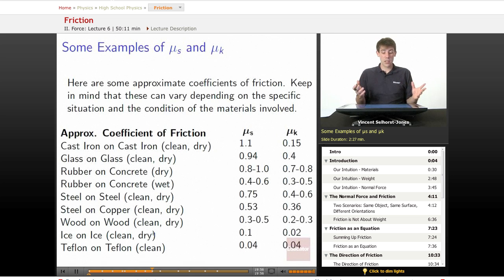All right, so what are some basic examples of mu s and mu k? So these are some approximate coefficients for friction, this table here. Keep in mind, these can vary depending on the specific situation and the condition of the materials involved. Like I said, if it's wet, if it's greasy, if there's air between the objects, if there's a perfect vacuum that they're operating in, there's certain material properties that can happen. For the most part, these are going to remain the same, but it's about the whole system interacting together. So it's really something that has to be experimentally determined or given to us in the problem statement, or something that we're solving for from the problem statement.